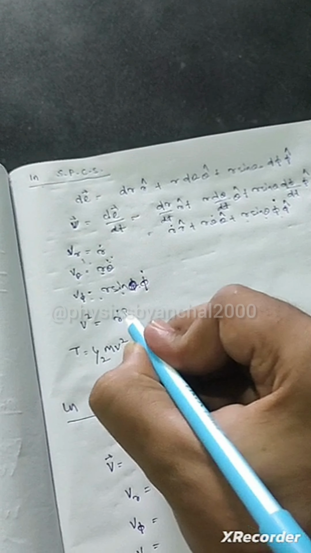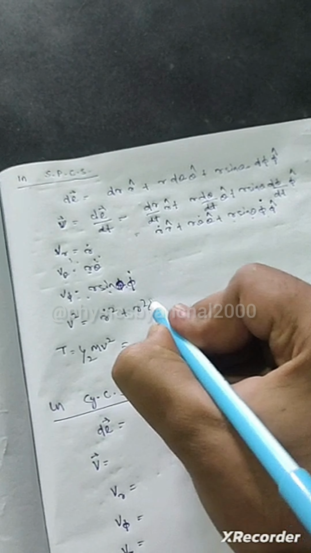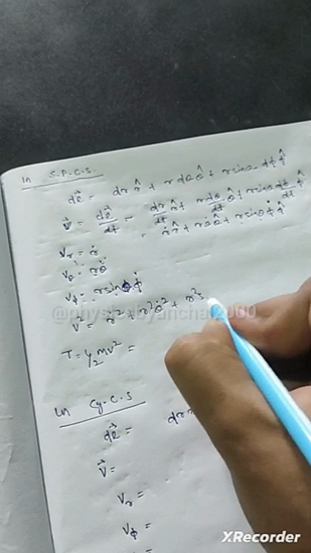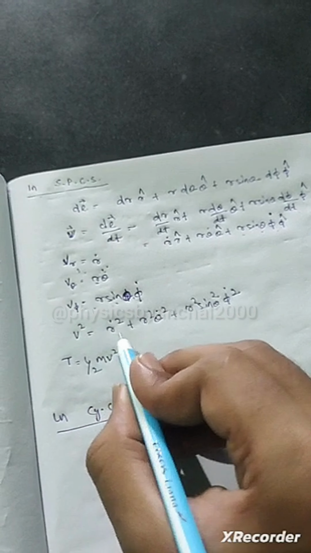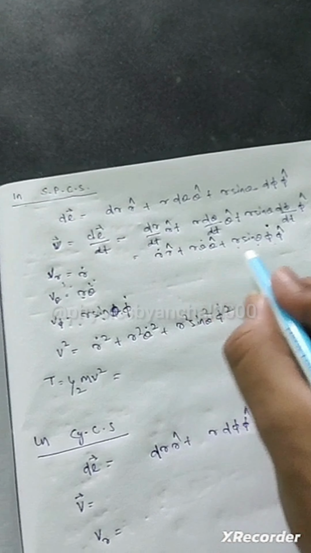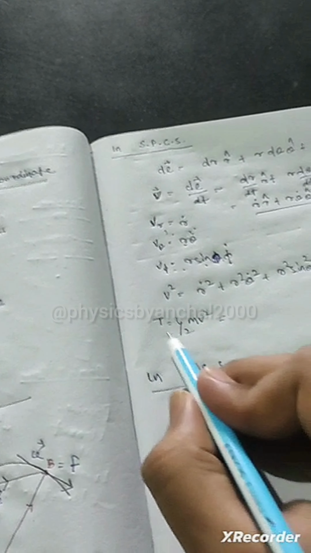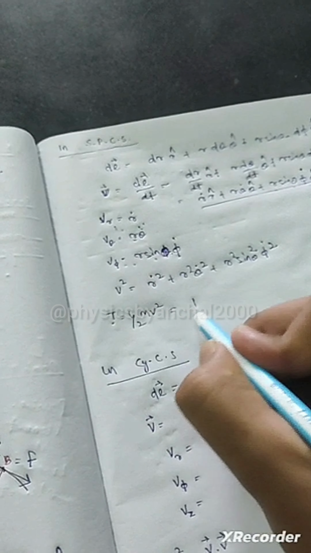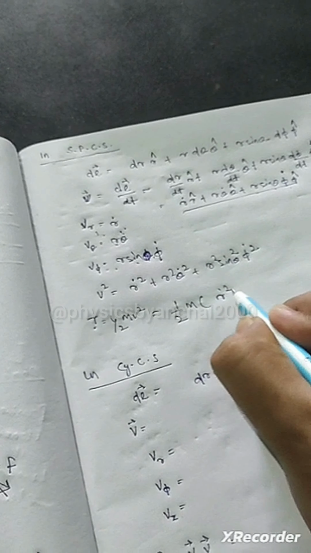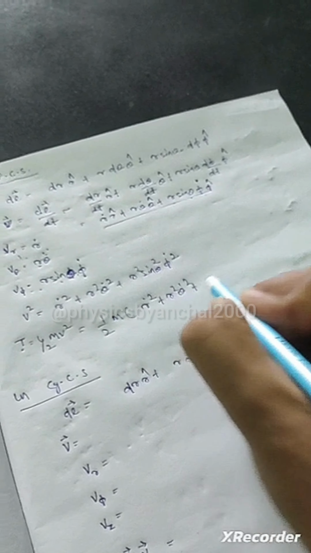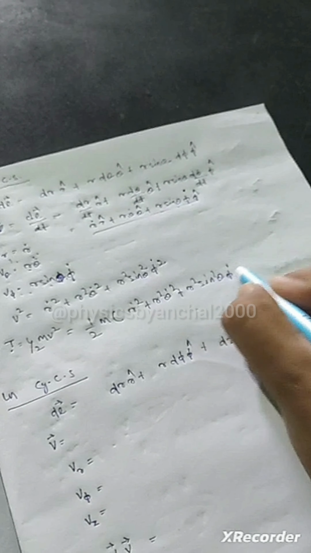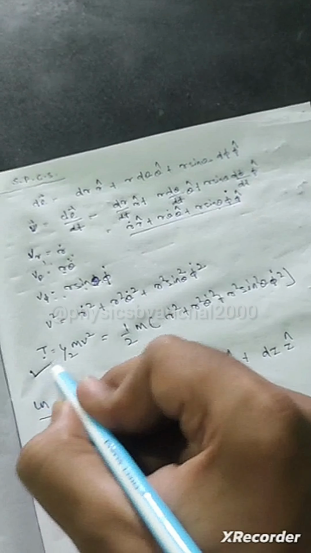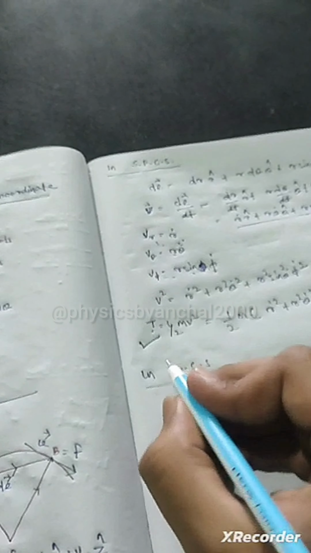And what is v square? The v square will be r dot square plus r square theta dot square plus r square sin square theta phi dot square. It is just the dot product of this with itself. Okay, then what is the kinetic energy? The kinetic energy will be half m times r dot square plus r square theta dot square plus r square sin square theta phi dot square. And this is necessary to calculate acceleration.